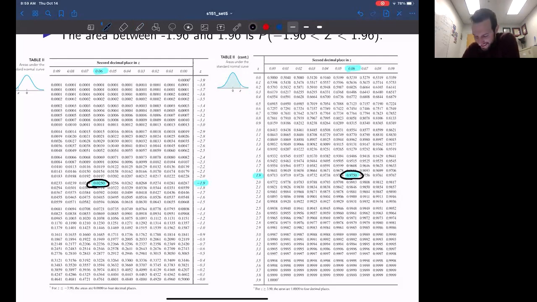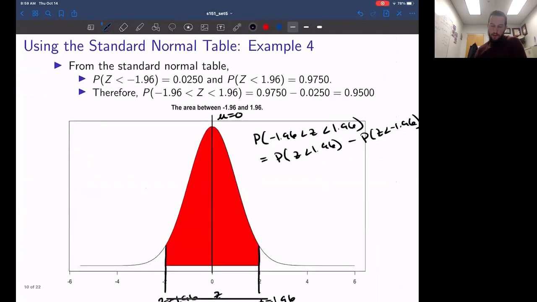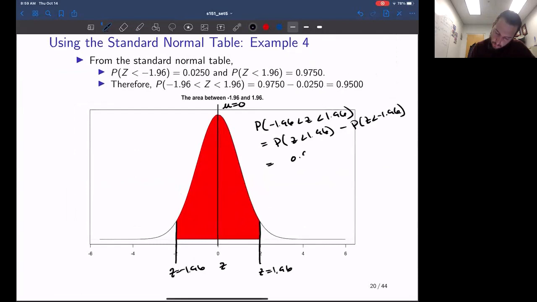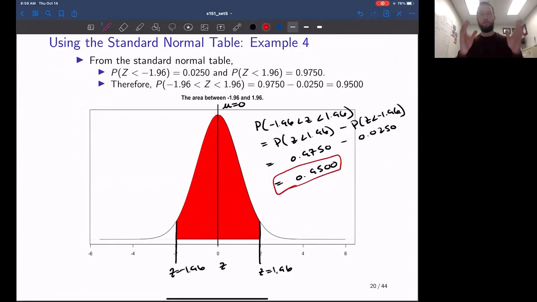So many numbers. Okay. So all that I have left to do now to find the area between is subtract the smaller area from the larger area. You can see below, I'm carrying out this particular calculation. So I have 0.9750 minus 0.0250, which is 0.9500. So the area between positive 1.96 and negative 1.96 is of size 0.950.